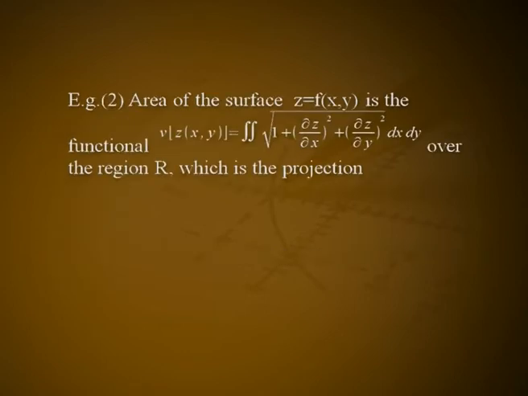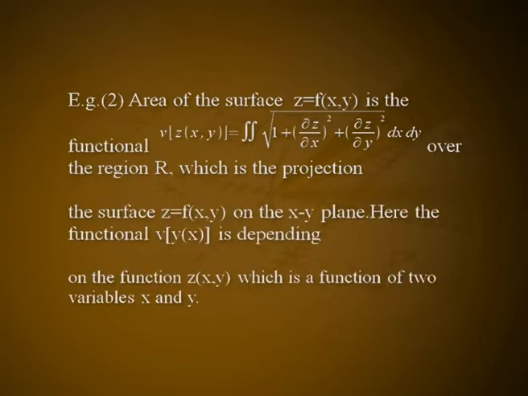Example 2. The area of the surface z equal to f of x, y is the functional v of z of x, y equal to the double integral of root of 1 plus (dou z by dou x) whole square plus (dou z by dou y) whole square dx dy, over the projection of the surface z equal to f of x, y on the xy plane. Here the functional v depends on the function z of x, y, which is a function of two variables x and y.